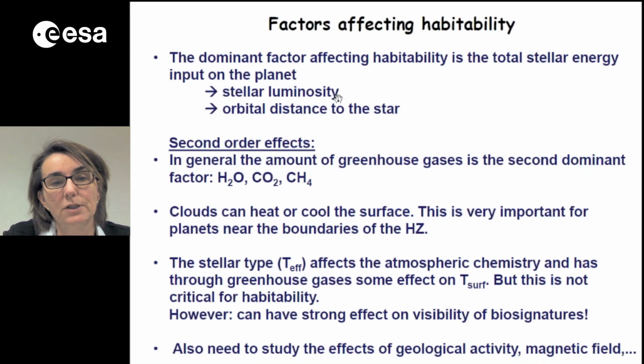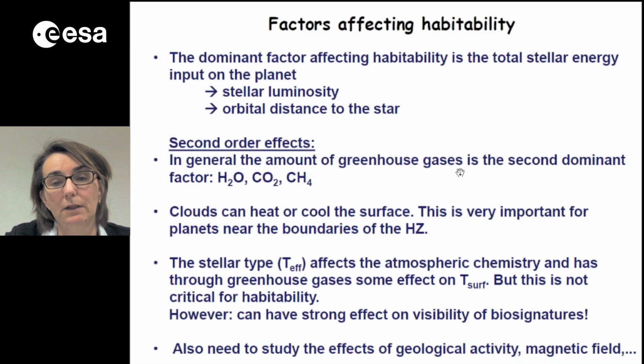It's the stellar luminosity and the orbital distance to the star. So wrapping this up, this means the planet has to be in the habitable zone at the right orbital distance according to each stellar type. And then there are second order effects, and the dominating effect here is the greenhouse gases.